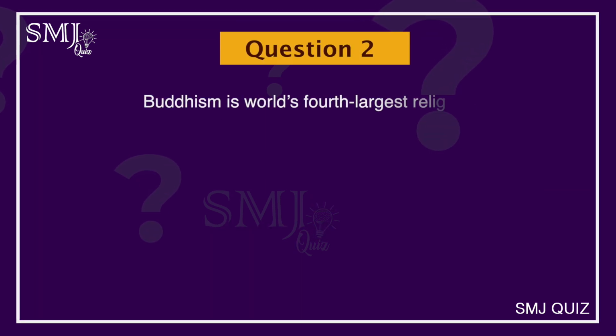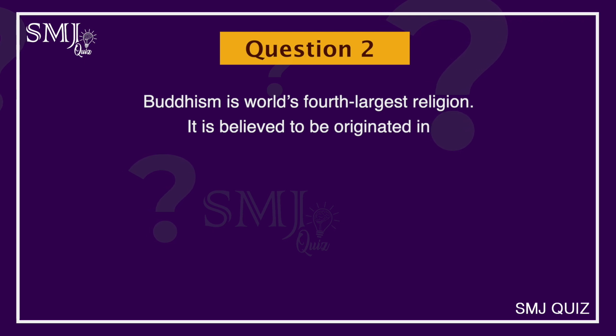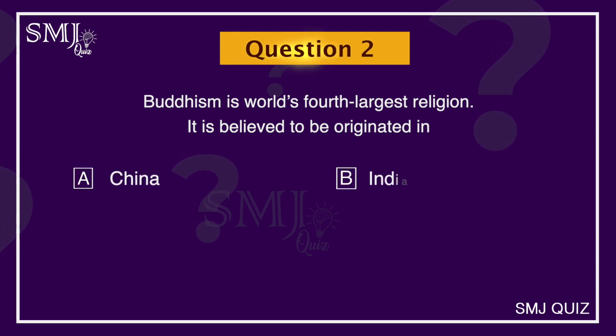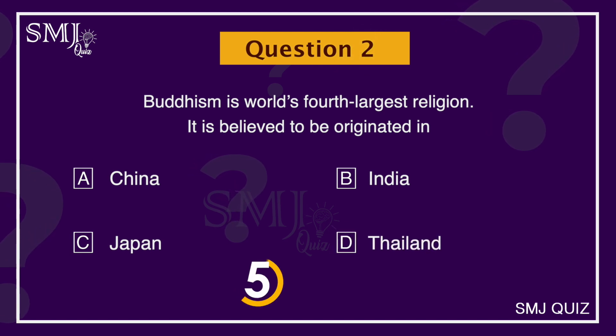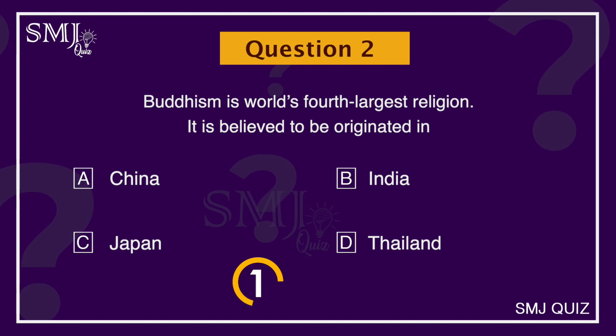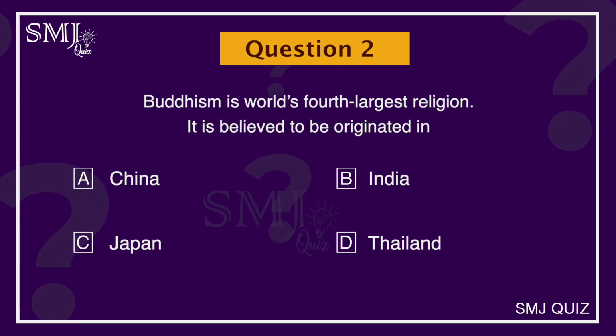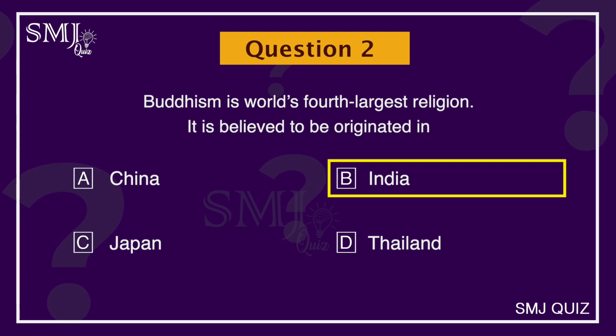Question 2. Buddhism is the world's fourth largest religion. It is believed to have originated in A. China, B. India, C. Japan, D. Thailand. The answer is B. India.